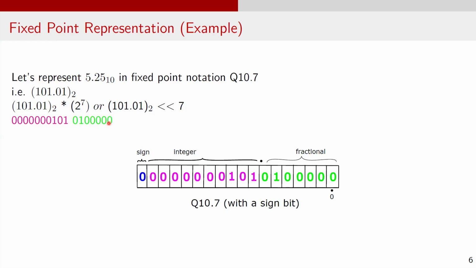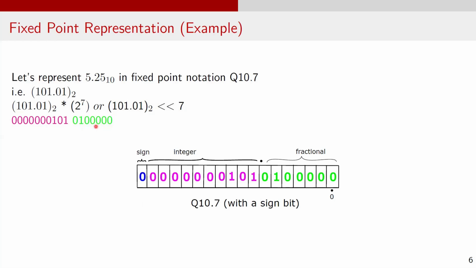Here we represent 5.25 in Q10.7 fixed point. We have 10 integer bits and 7 fractional bits. First, we take the binary representation of 5.25, that is 101.01. Next, we scale this value by 2 to the power 7. This is also equivalent to a left shift of 7. Now the number is 101, 01, 00, 000.